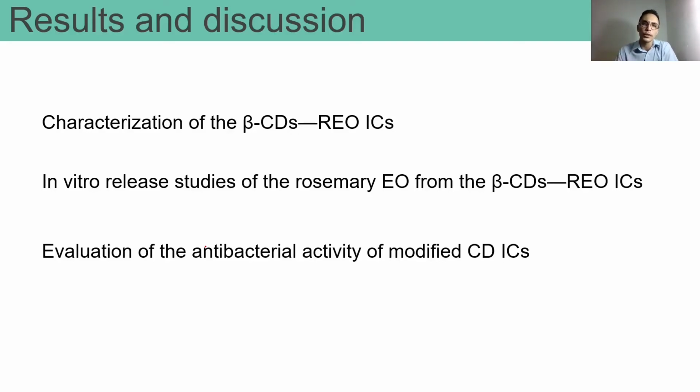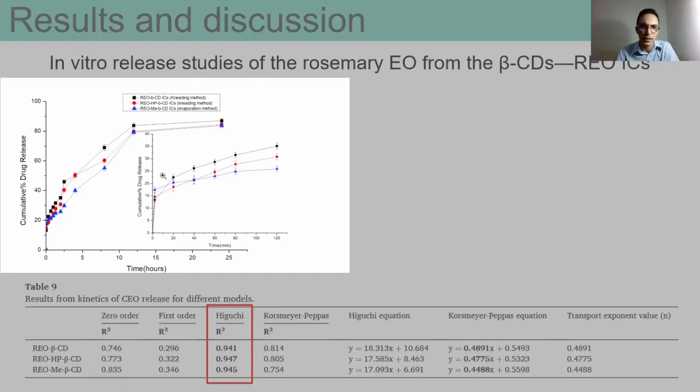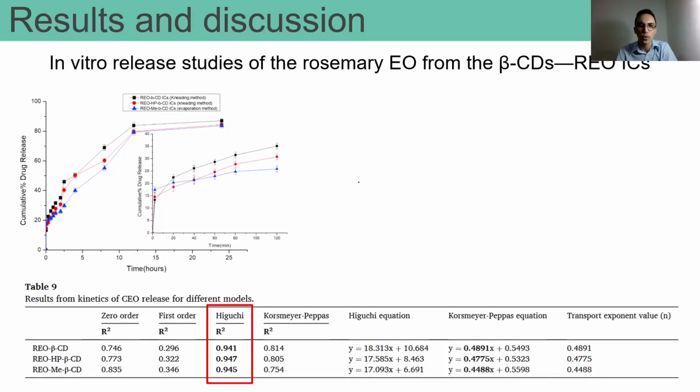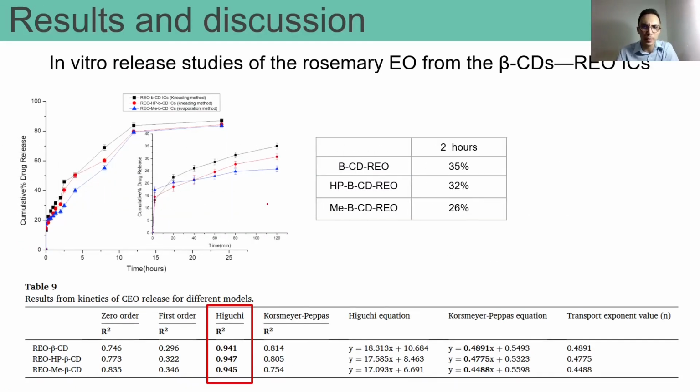And for that we're going to talk now about an in vitro release study of rosemary essential oil from the beta-cyclodextrin essential oil inclusion complex. For this we have a kind of dissolution test, and in the dissolution test we can see two steps of release. In the first 2 hours, for the beta-cyclodextrin rosemary essential oil inclusion complex, we have almost 35% release. For hydroxypropyl-beta-cyclodextrin, in the first 2 hours of the solution, we have almost 32%, and for methyl-beta-cyclodextrin we have about 26%.